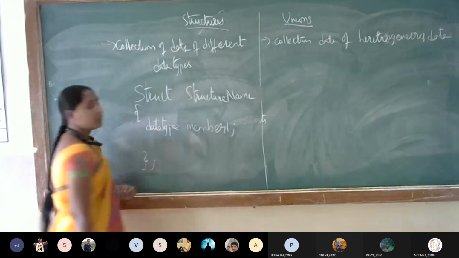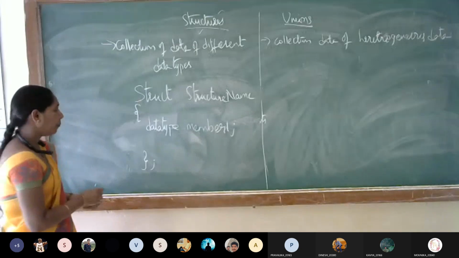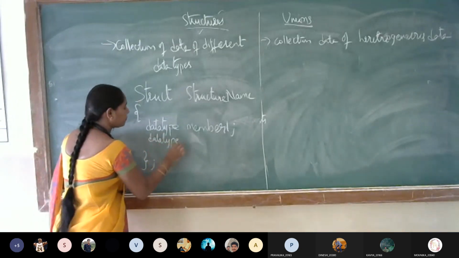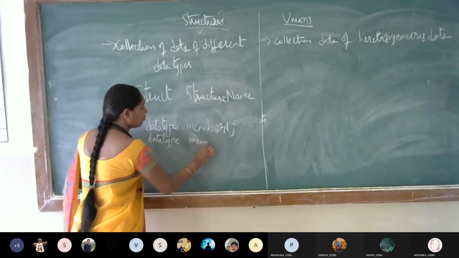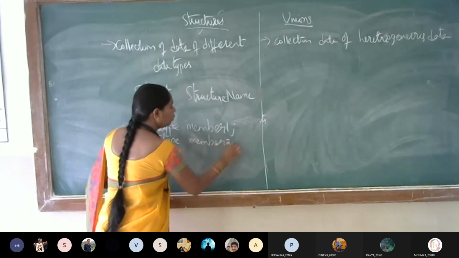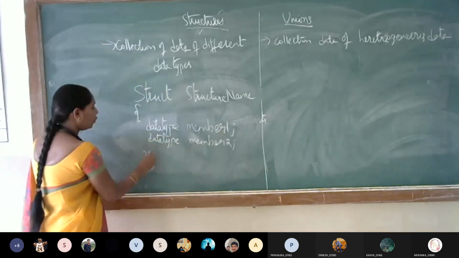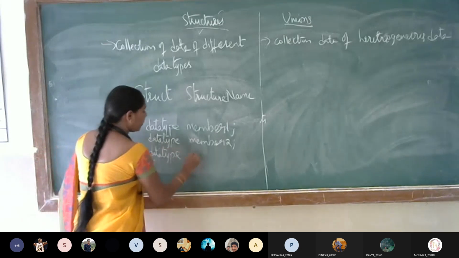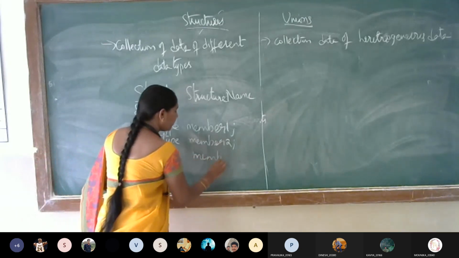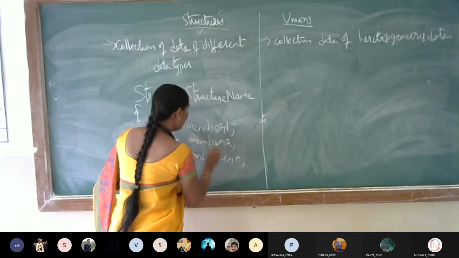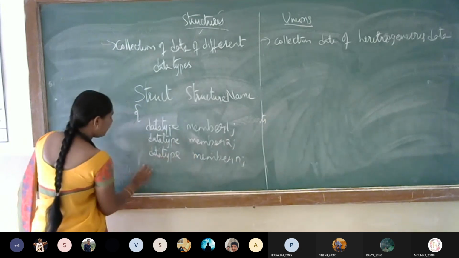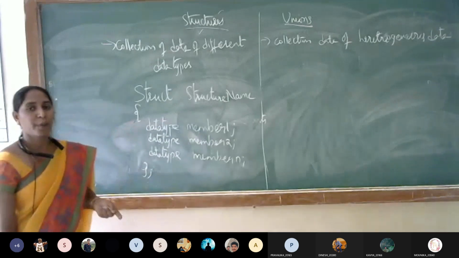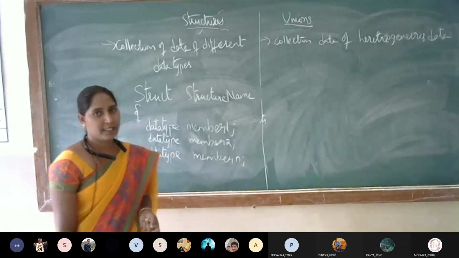Then terminate with semicolon. Data type, member 1. Next, second one. Data type, member 2. So on to data type, member n. Like that. How many members you want to define? That many members we will be defining in between this opening and closing flower braces.